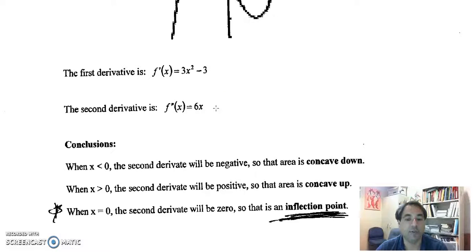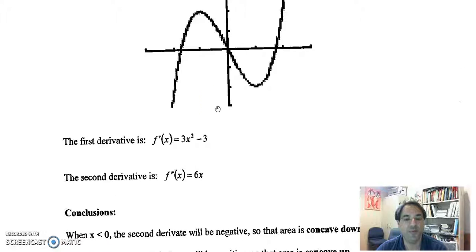If the result is 0, we'll talk about it. So if I look at a point like negative 1, and I plug negative 1 into the second derivative, my result would be 6 times negative 1, which is negative 6. Now it's a negative 6, which means that it is in a concave down area. If I take a number like, let's say, 2, 6 times 2 is 12, a positive 12, which means that it is in a concave up area.